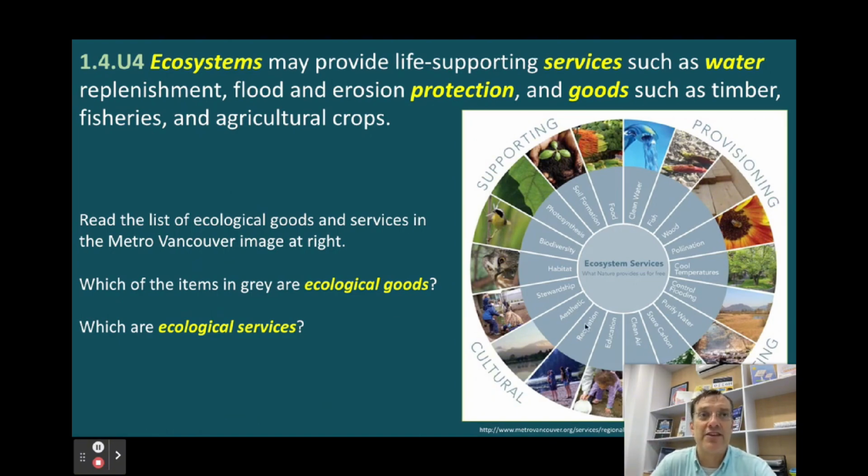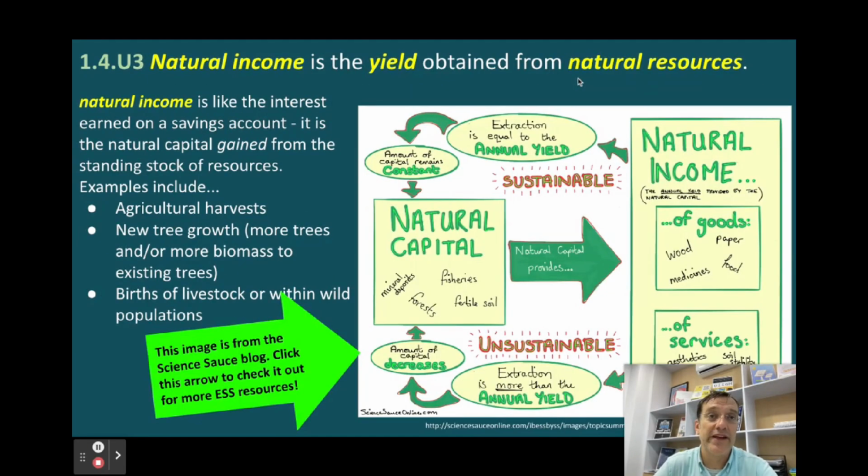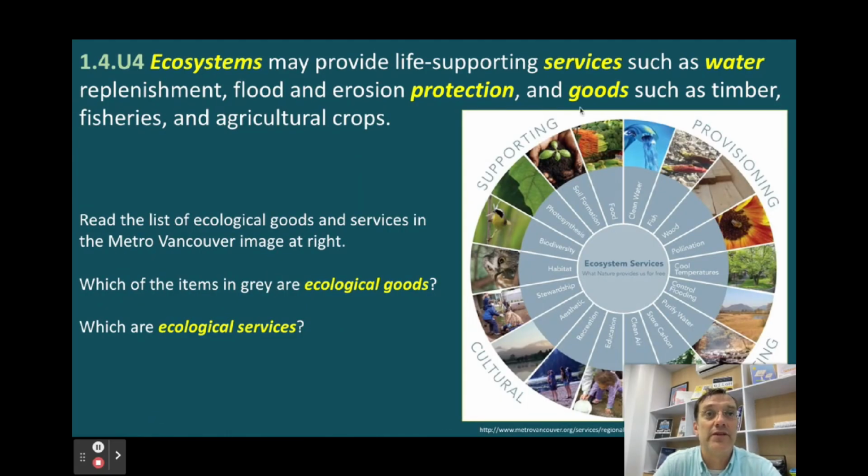So here you have a nice little range of items, and some of these are ecological goods, and some of these are ecological services, right? So soil formation, photosynthesis, those are examples of ecological services. Pollination is a service. Flood control is a service. Purifying water is an ecological service. Storing carbon, or carbon sequestration, that's an ecological service.